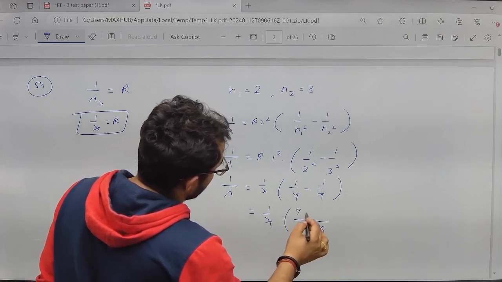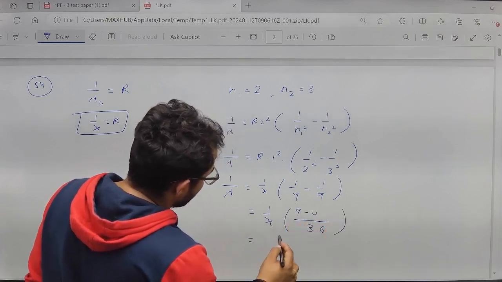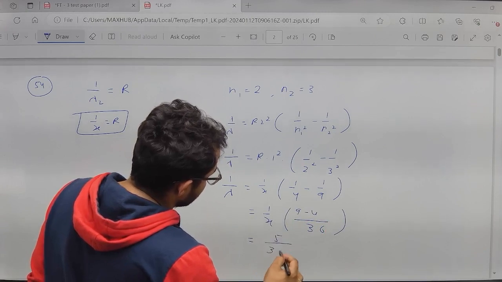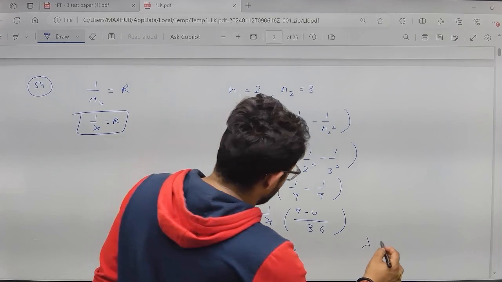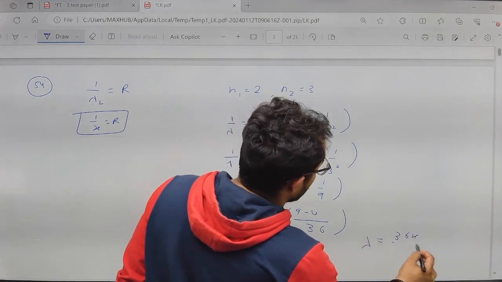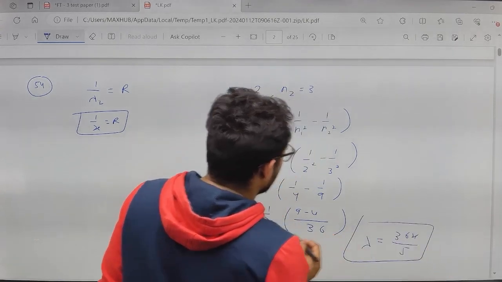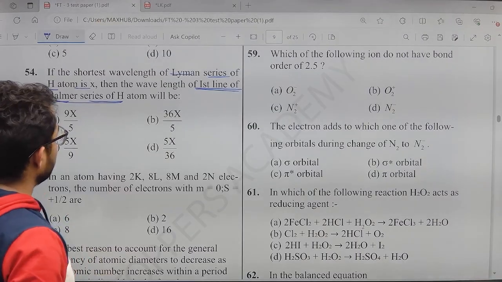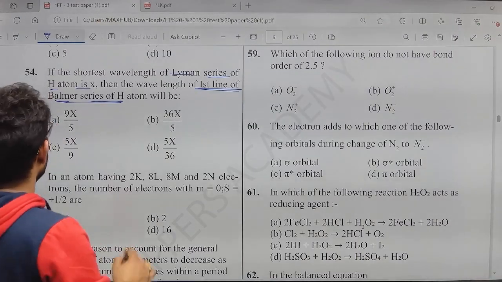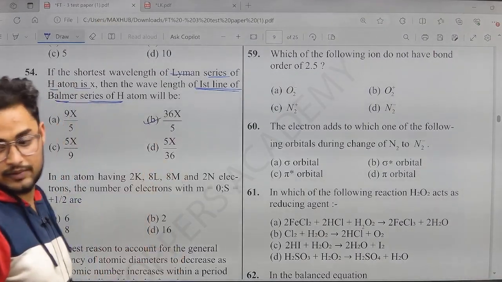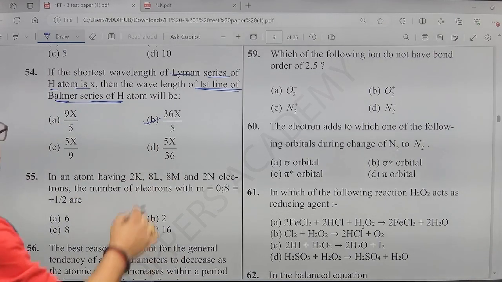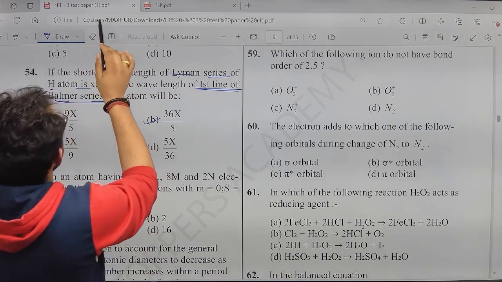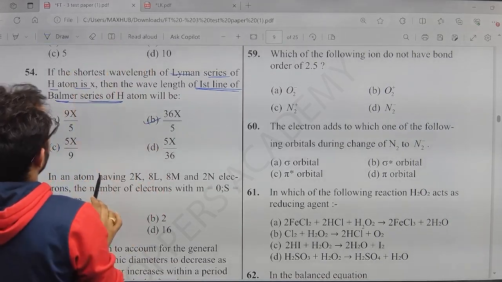36. 9 minus 4. It is 5 upon 36x. It is 1 upon lambda. So lambda will be equal to 36x upon 5. Right? 36x upon 5. So B will be the right answer here. Yeah, that is question number 54, and the answer is B. Yes, right. Now move forward.